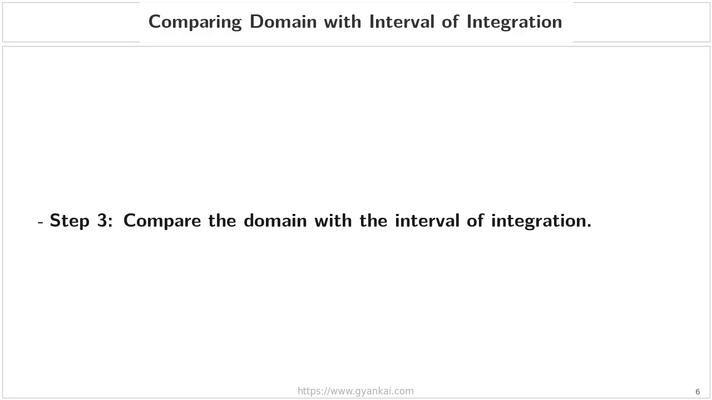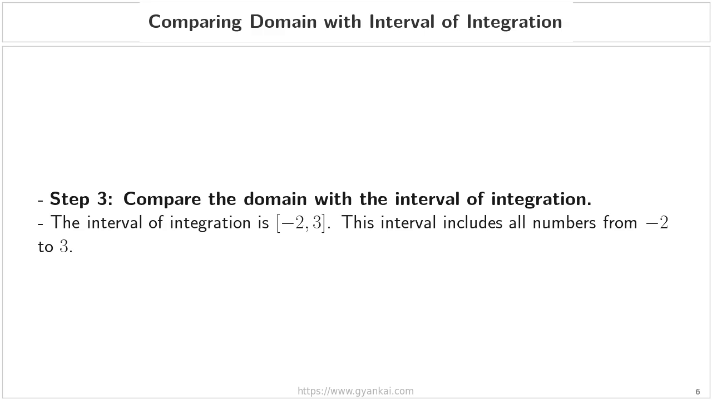Okay, let's move on to step 3, where we compare the domain of our function with the interval we're integrating over. Remember, we've been carefully checking if we can actually use the second fundamental theorem of calculus. So, the interval of integration, that's the range of x values we're looking at, is from -2 to 3, written as [-2, 3]. This means we're considering all the numbers between -2 and 3, including -2 and 3 themselves.